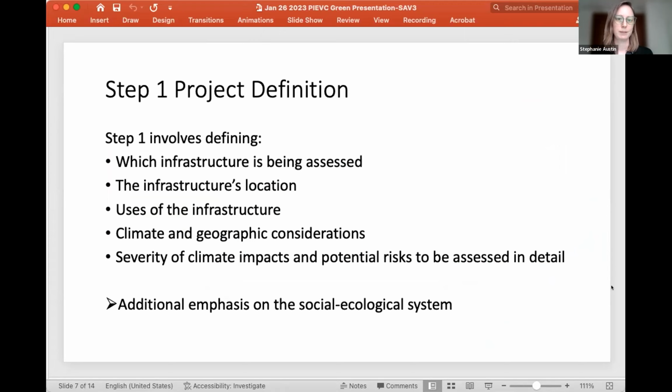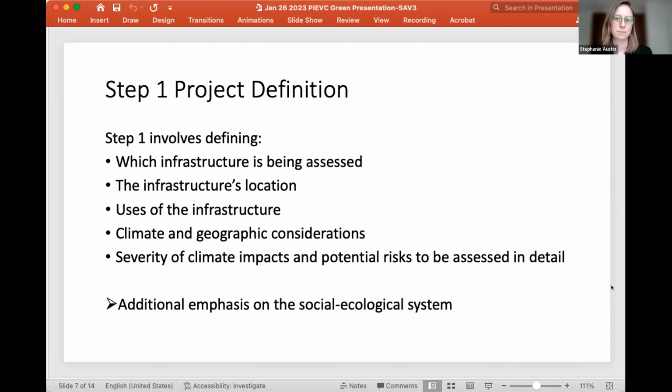So in step one, as I'm sure many of you know, it involves defining which infrastructure is being assessed, the infrastructure's location, the uses of the infrastructure, climate and geographic conditions, and the severity of climate impacts and potential risks to be assessed more in detail. Overall, in the PIEVC Green, it's very similar to the original. We've, of course, placed additional emphasis on the social ecological system and included, for example, guidance that when you're defining the infrastructure's location and initial severity of impacts, you can begin to think about the broader system within which the infrastructure is located and how that may increase or decrease the climate risk to the infrastructure.